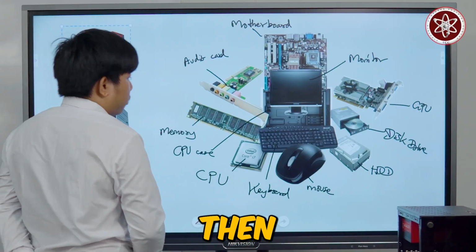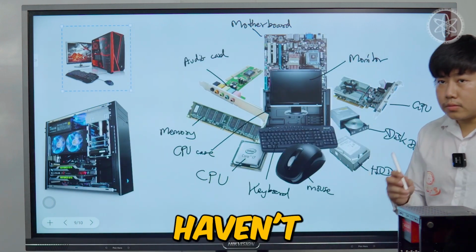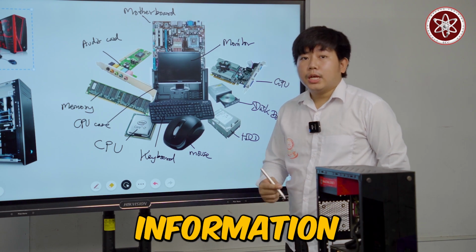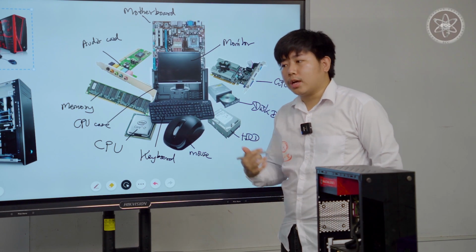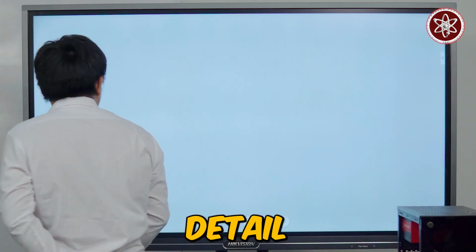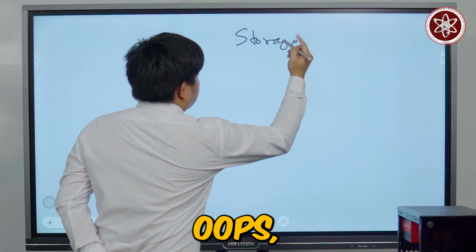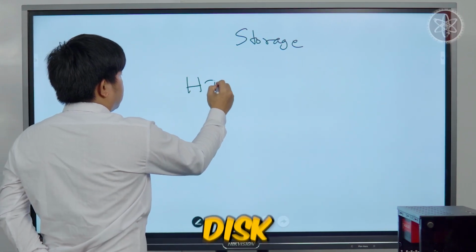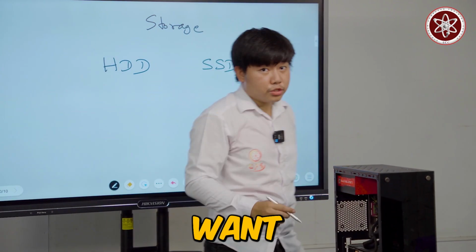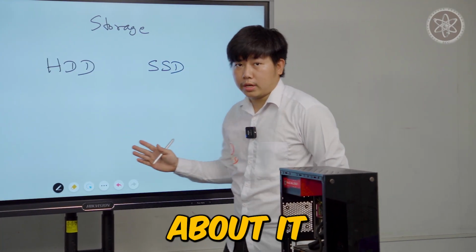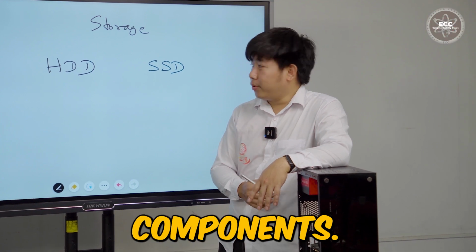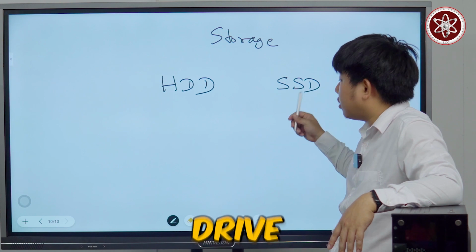Okay, let's continue. Then we're done with this. I haven't taught you about the hard disk drive, where you store your data and information, because we're going to talk about it next time. I want to talk about it in detail, because in storage, there are two types of storage: hard disk drive and solid state drive. And I want you to understand it, so I'm not going to talk about it in the computer components. There'll be lesson 2 for the computer components. In that lesson 2, we'll talk about hard disk drive and solid state drive.